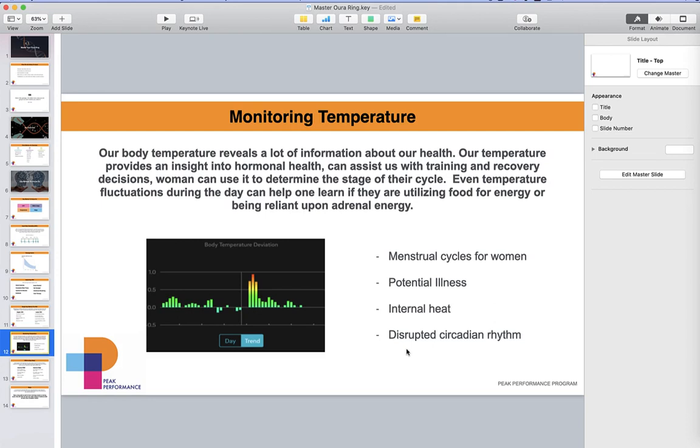Our temperature provides an insight into hormonal health. It can assist us with training and recovery. Women can use it to determine the stage of their menstrual cycle. And even temperature fluctuations during the day can help one learn if they're utilizing food for energy or being reliant upon adrenal energy.